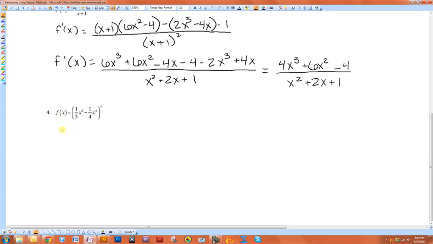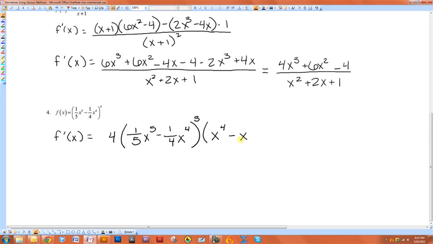Okay, so with this one, I'm going to have to find its derivative by using the chain rule. Okay, bring the 4 down, multiply it by the function inside the parentheses, then drop the 4 down to a 3, then multiply it by the derivative of the function inside the parentheses, which will be 5 times 1/5, which is just 1, so x to the 4th, minus 4 times 1/4 is just 1, so x to the 3rd.